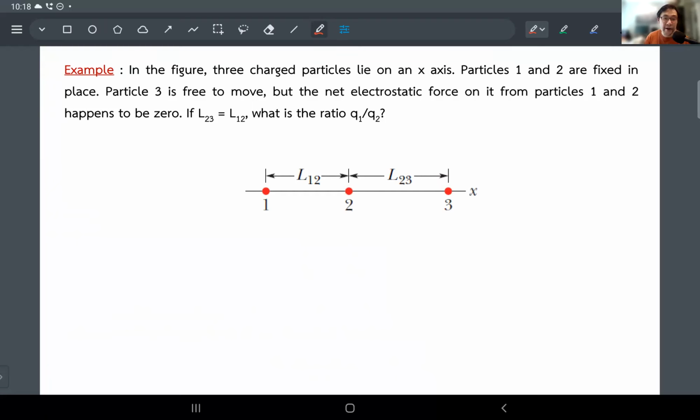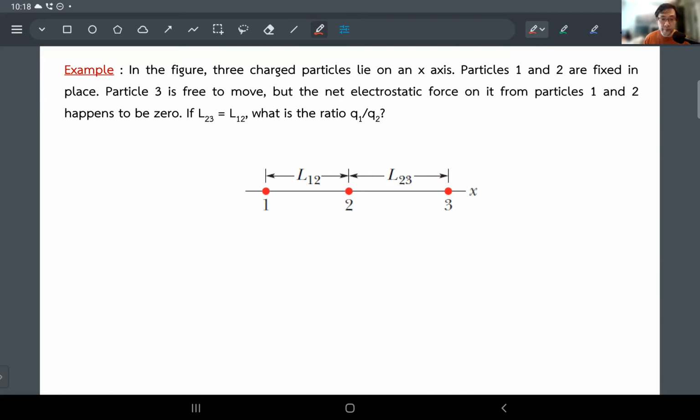Okay, in the figure, three charged particles lie on an x-axis. Particles 1 and 2 are fixed in place. Particle 3 is free to move, but the net electrostatic force on it from particles 1 and 2 happens to be 0. So it means charge number 3 does not feel anything. The net force on it is 0. If the distances L12 and L23 are the same, they want to know the ratio of the charges Q1 and Q2.